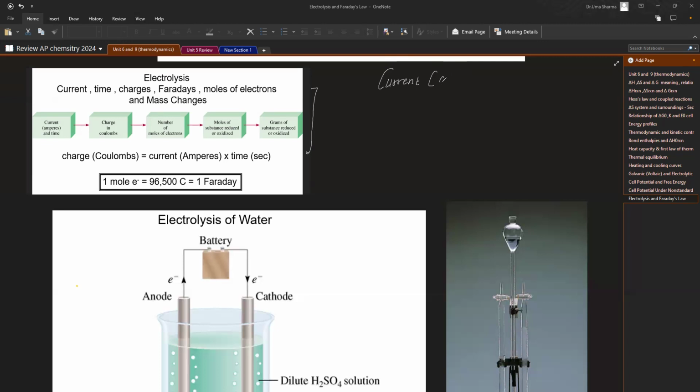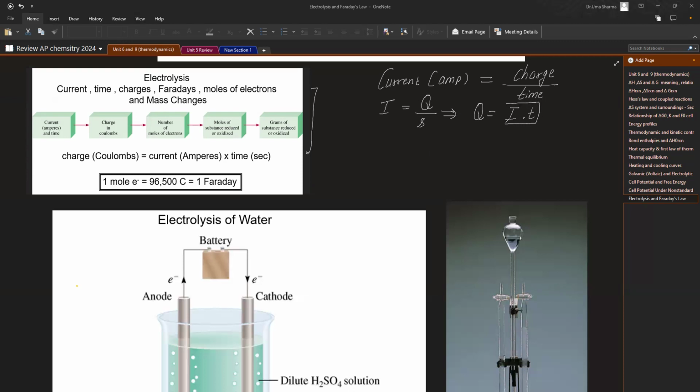Its standard SI unit is ampere. It is the rate of flow of charge, which means charge divided by time. Current will be represented as I, charge as Q. This is charge, not the Q of the non-equilibrium state. That is different. Time is in seconds. From here, I can say that Q is I times T.